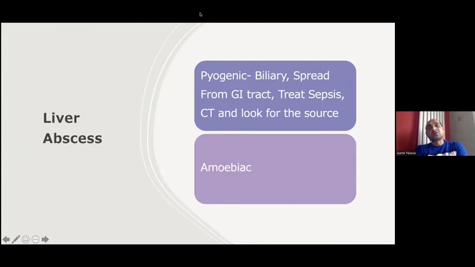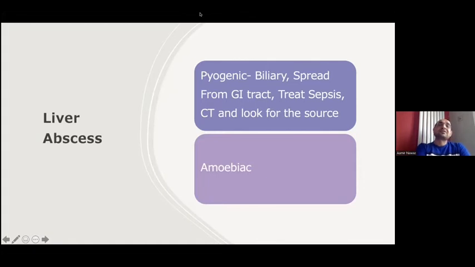And then according to the CT scan, we can characterize them, either amoebic liver abscess or pyogenic liver abscess. Pyogenic liver abscesses are usually on a background of biliary disease. Either there is cholangitis, or there is an obstruction in the biliary tract, or it has spread through the portal vein from the GI tract. So we have to treat the sepsis.